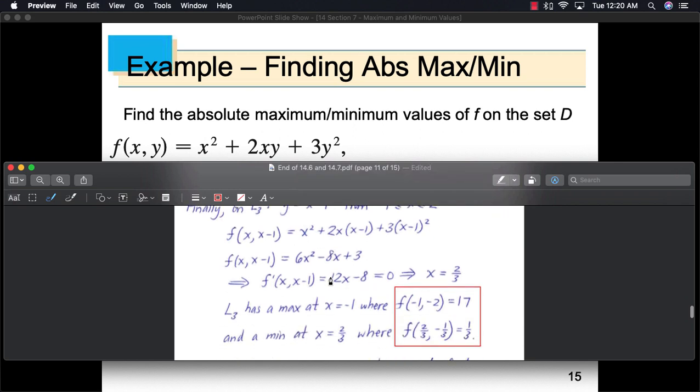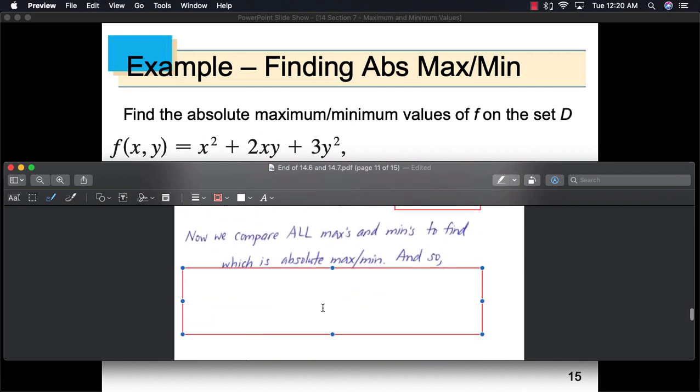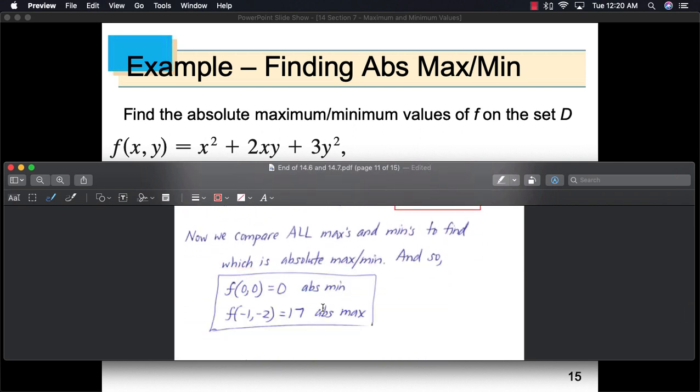So my final answer to this problem is that my absolute minimum will be f of 0, 0, where 0, 0 is the critical point we found at the very beginning of this problem. And my absolute max will be f of -1, 2, which has a value of 17.